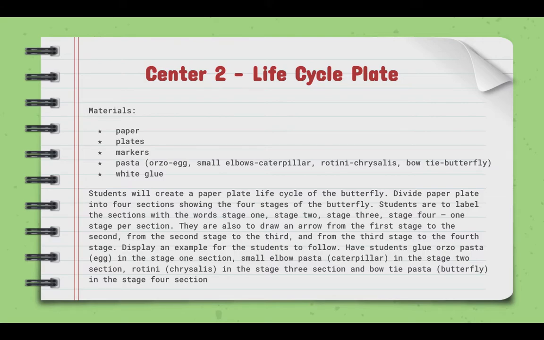Have them glue orzo pasta in the stage 1 section, small elbow pasta in the stage 2 section, rotini in the 3rd section, and bow tie pasta in the 4th section to represent the egg, the caterpillar, the chrysalis, and the butterfly.